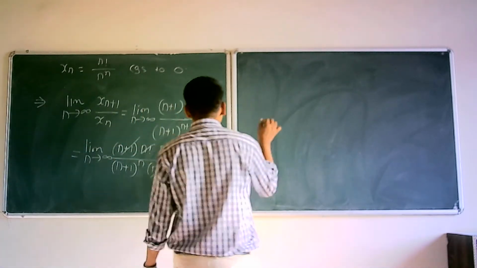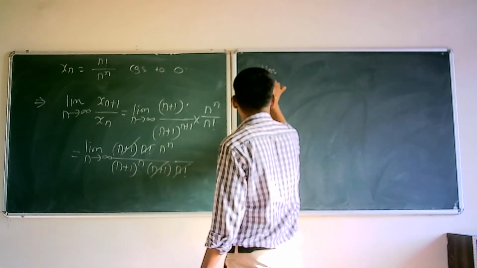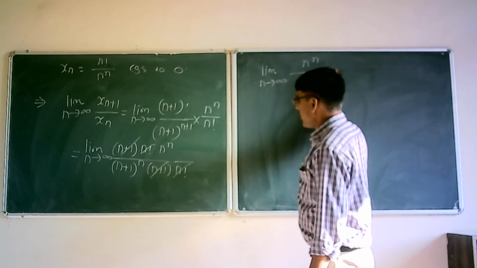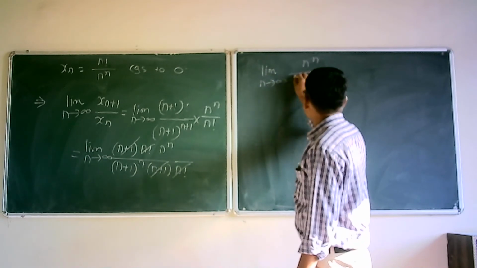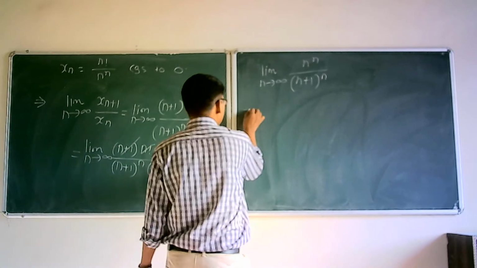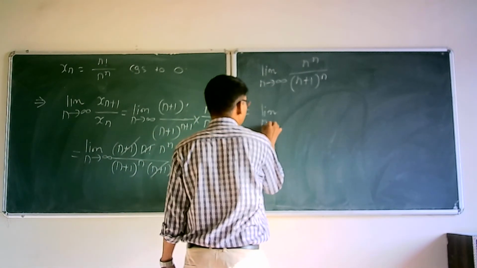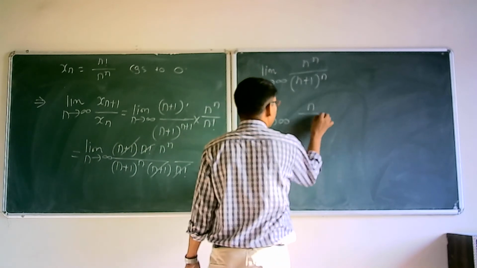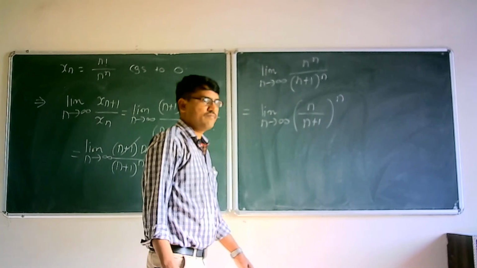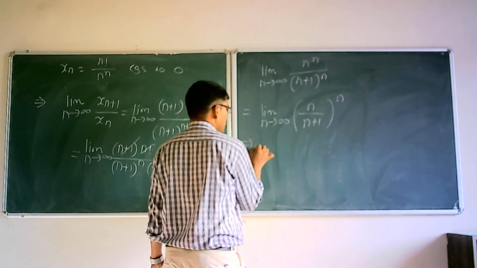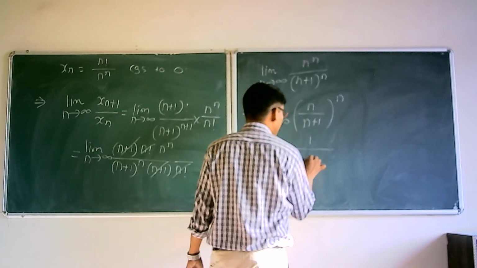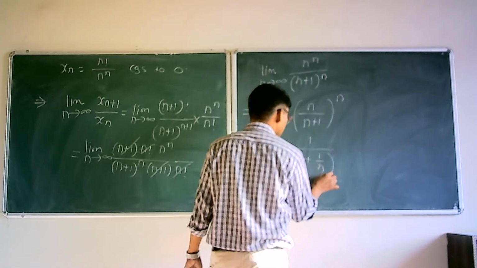So what is left here? The limit as n tends to infinity of n^n divided by (n+1)^n. Okay, so this can be written as the limit of (n divided by (n+1))^n. This can be written as the limit of 1 divided by (1 + 1/n)^n.